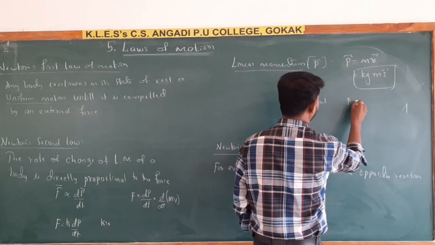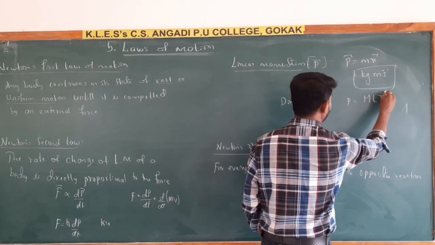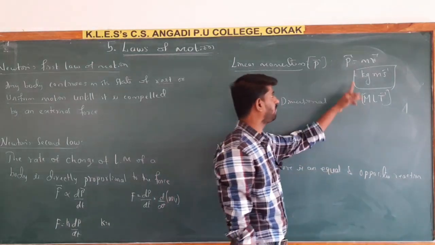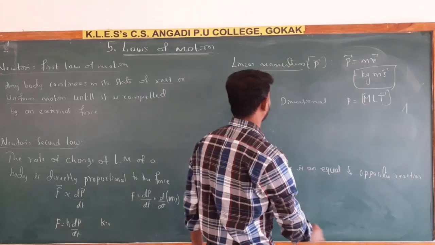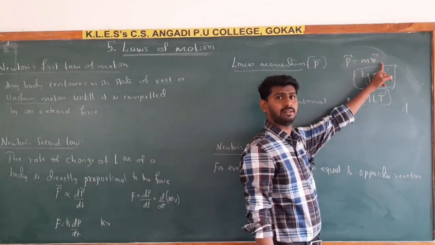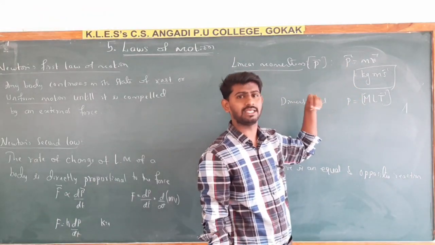So for P, for mass we will write m, for the velocity we will write L t to the power minus 1. This is the dimension formula for the linear momentum. Is it clear? One more thing: is linear momentum a scalar or a vector? Already I have mentioned the formula, which is in vector notation. That's why linear momentum is a vector quantity.